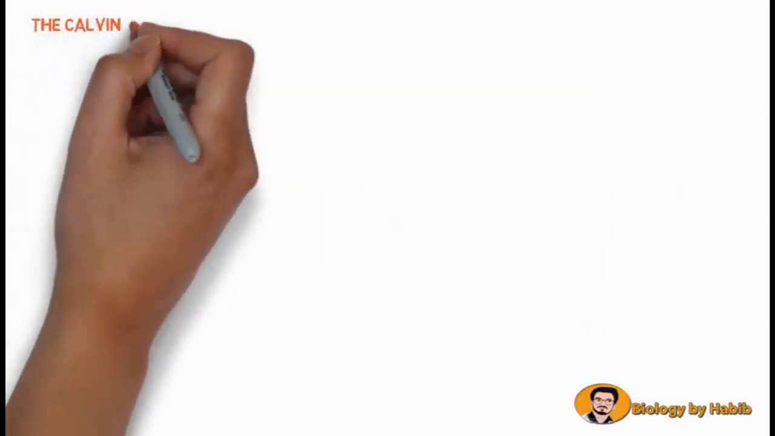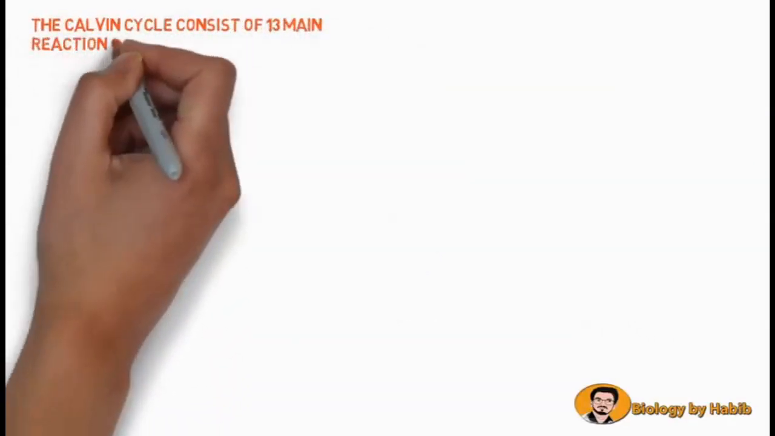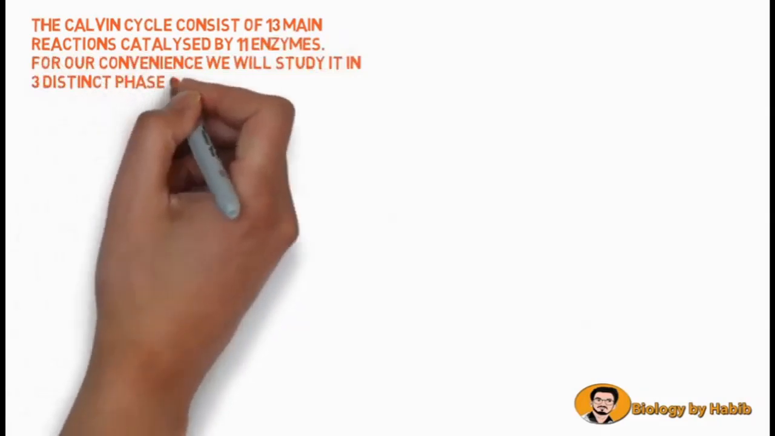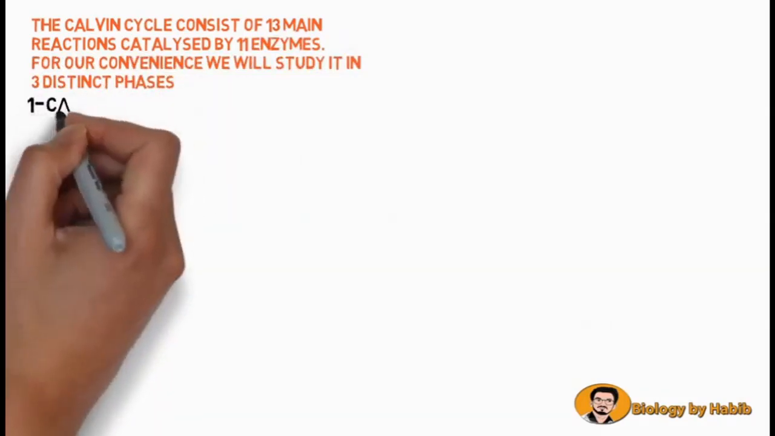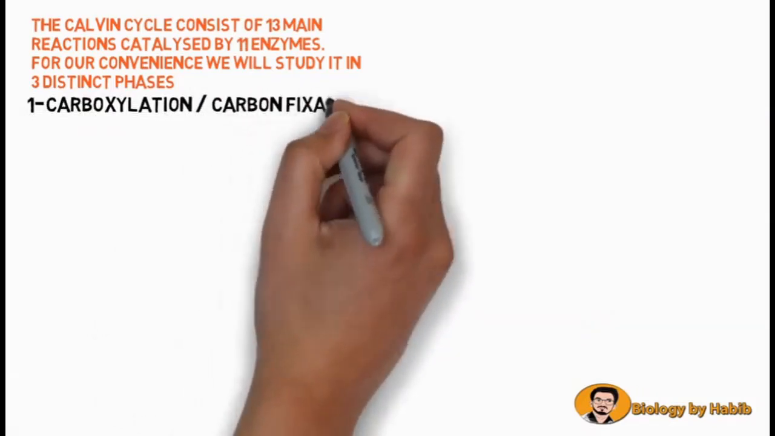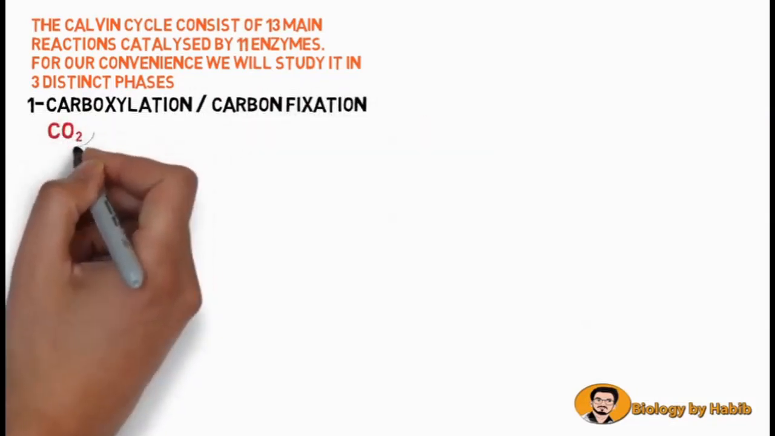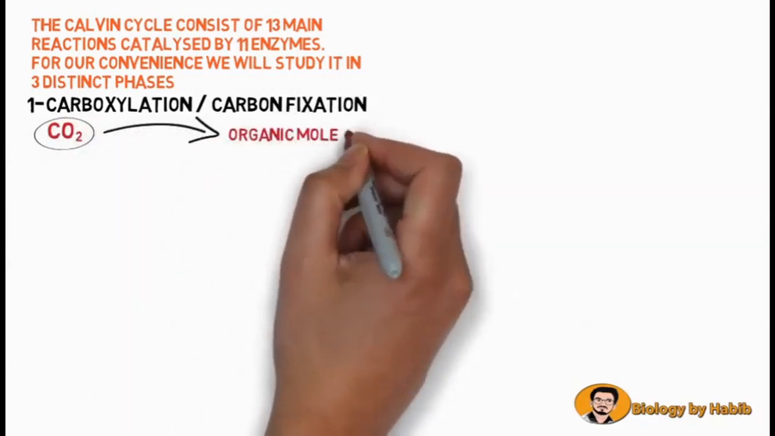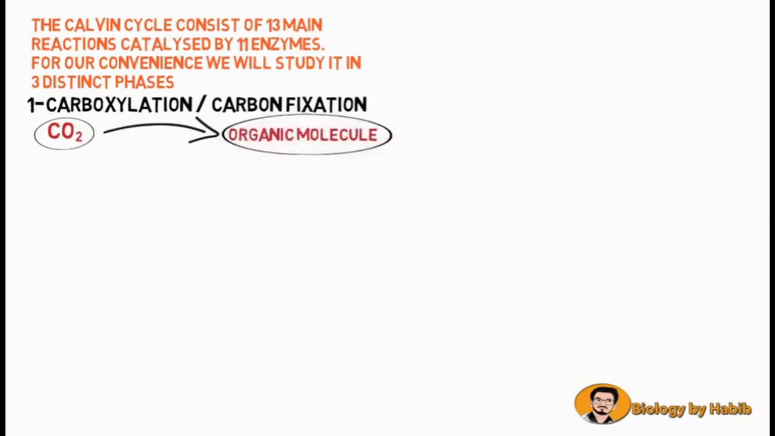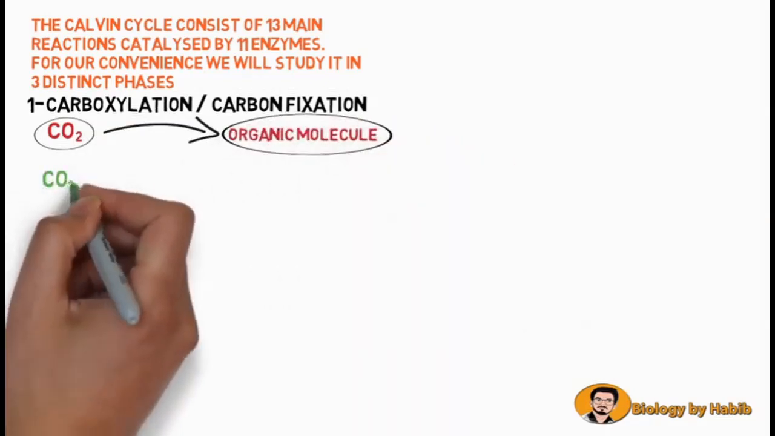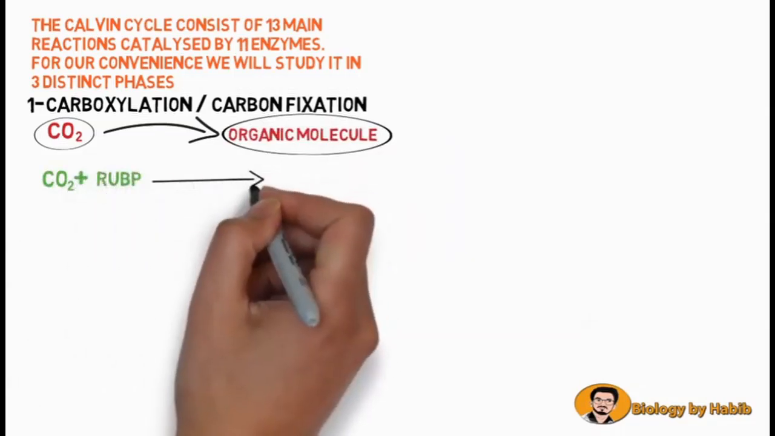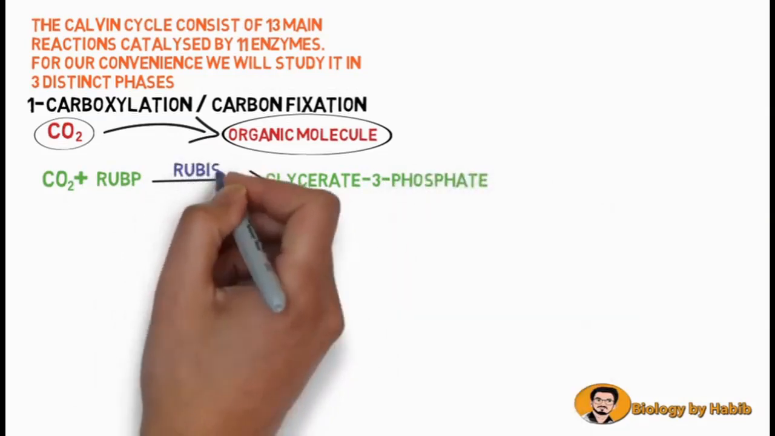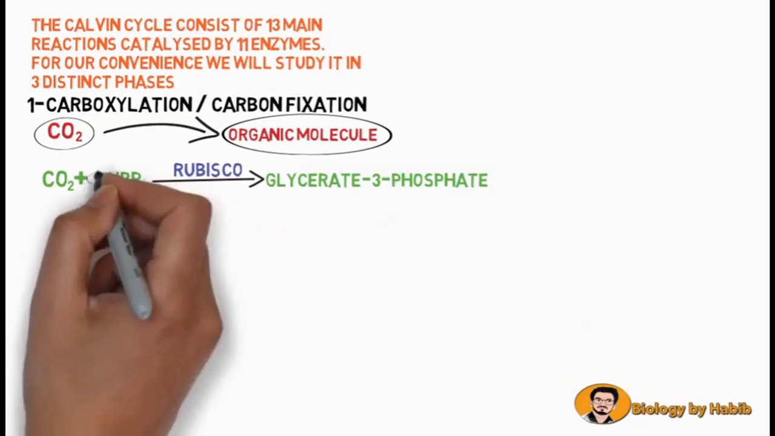So let's start. The Calvin cycle consists of 13 reactions catalyzed by 11 different enzymes, but for our convenience we divide it into three distinct phases. The first phase is called carboxylation or carbon fixation. Carboxylation or carbon fixation means carbon dioxide is converted into an organic molecule. How is it done? The carbon dioxide in the stroma reacts with RuBP and is converted into glycerate 3-phosphate, G3P, catalyzed by an enzyme Rubisco.